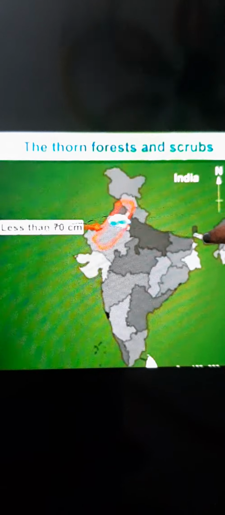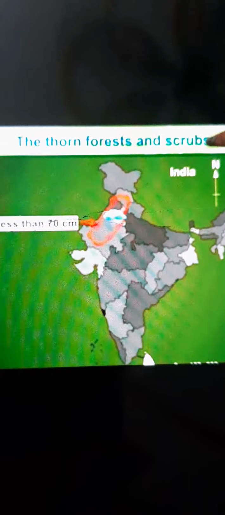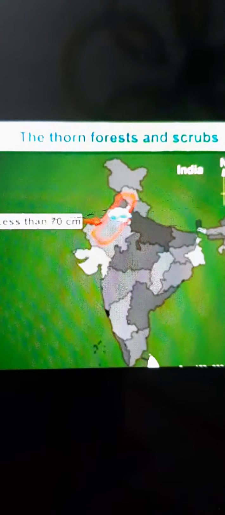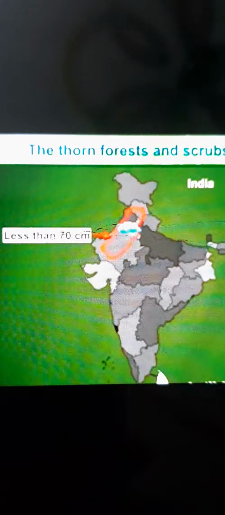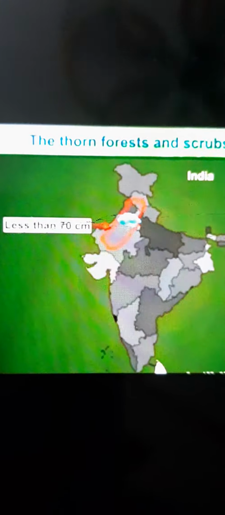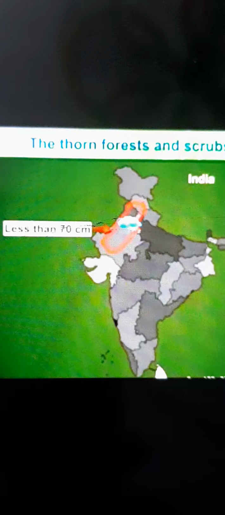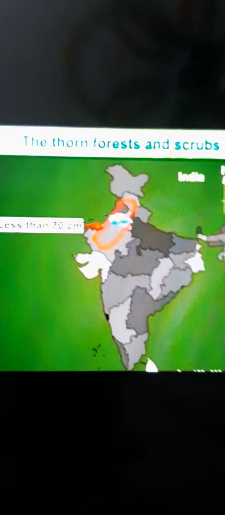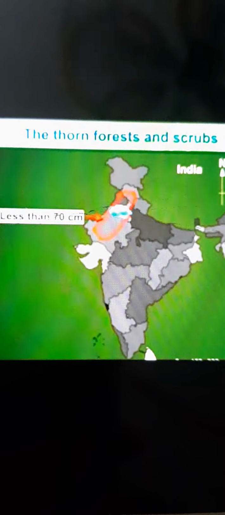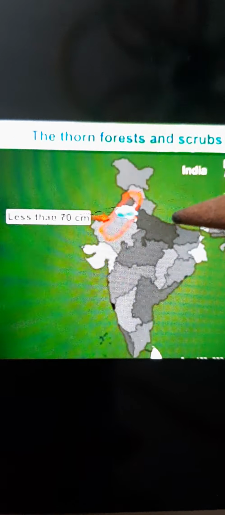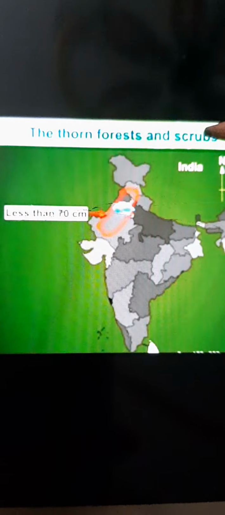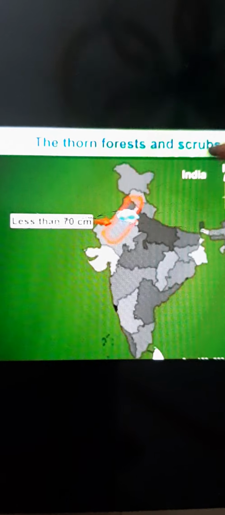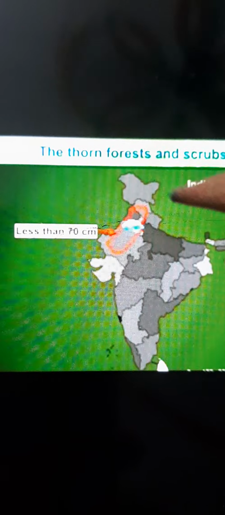The thorn forests and scrubs, and they have different characteristics. They have fleshy stems which can store water, which helps them survive during dry periods. Such trees have sharp spines, which protect them from animals. They have long roots which can tap water from the greater depth. So they have some special characteristics. That is why they are able to survive at such high temperature and very less rainfall. So this is all about thorn forests and scrubs. I hope this topic is clear and you understand well.